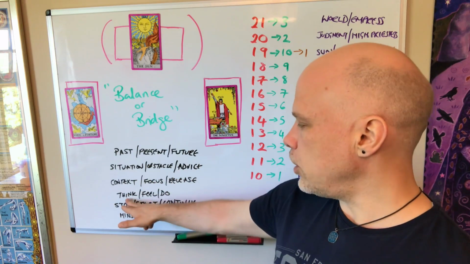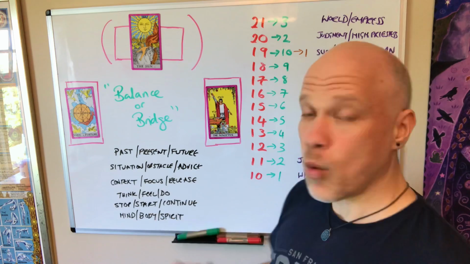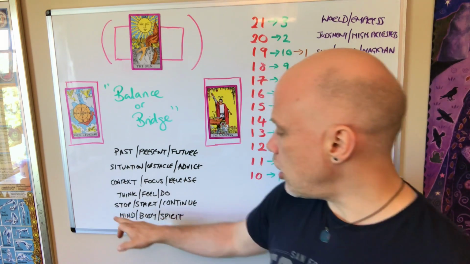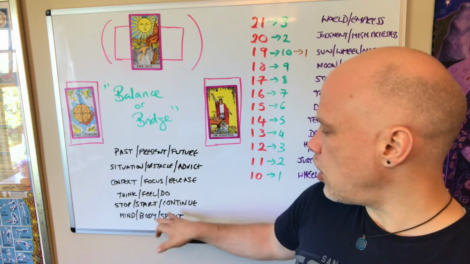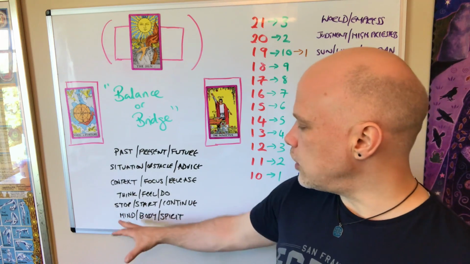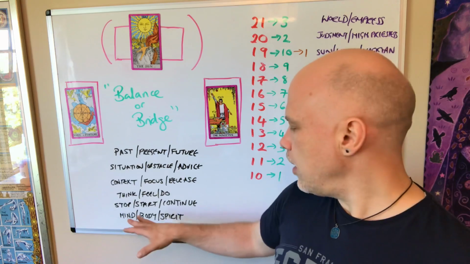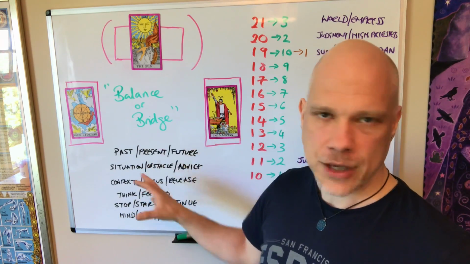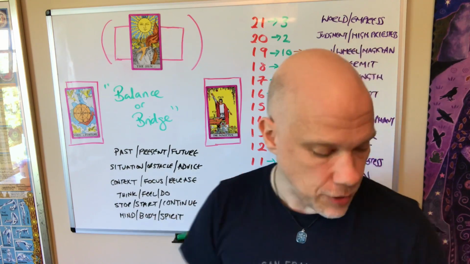context, focus, release, what you need to think, what you need to feel, what you need to do, or what you do think, what you do feel, and what you do currently, what you need to start, what you need to stop, what you need to continue, what do you need to know from a mind perspective, body perspective, and spirit perspective. And there are various different iterations of this, and it's entirely up to you how you do it.